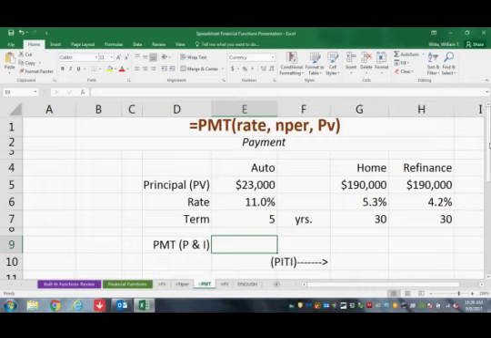Again, that's kind of a complicated math calculation on paper, but the function wizard will do it for me, as long as I know what function to use. So that would be the payment function.